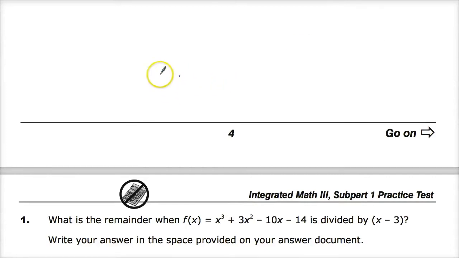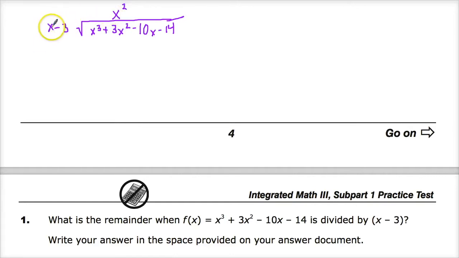It's fine to use whatever, but we'll do it in long division first and then get into the rest of it. So I have to think, okay, what's going to get rid of x to the third? Well, I need to do x squared here. So x squared times x gives me x to the third, and x squared times negative 3x gives me minus 3x squared.